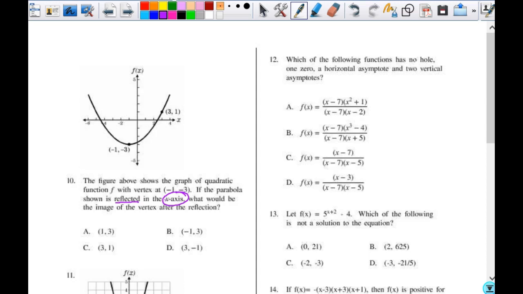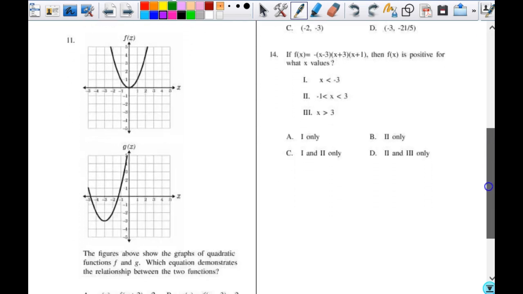So the parabola shown is reflected in the x-axis. What would be the image of the vertex after the reflection? All right, so when you reflect something in the x-axis, the x value stays the same, and all you're doing is changing the sign on y. So we still have to have a negative 1. There's only one that still has a negative 1 value, and it's -1, +3 there. It's just going to reflect up to here. And honestly, if you just knew that much, that it ends up somewhere up here, there's only one that even has a negative x value. Of course, you don't always luck out that they're always that easy, but sometimes they are with multiple choice.